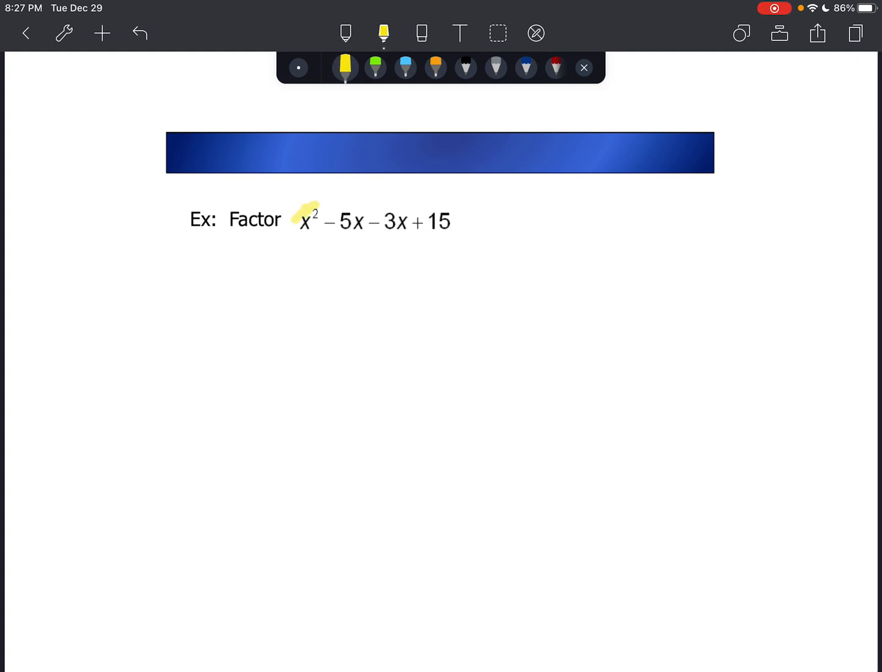What I'm going to do is I'm going to recognize that I've been given 4 terms. I'm going to highlight the first 2 terms in one color and the second 2 terms in another color. Then I'm going to look for the GCF. The GCF of x squared minus 5x is x. So I'm going to factor out an x, which is going to leave us x minus 5 in parentheses.